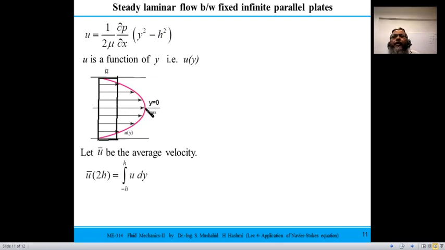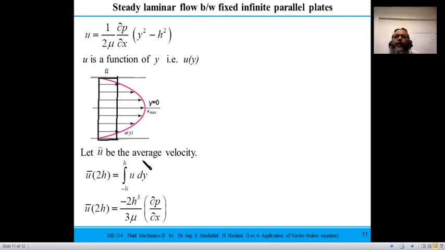So the layer which is at y0 is moving at a maximum speed, and other layers are retarding. They are moving with some slow speed due to the viscous effect, and the layer which is in direct contact with the fixed plate is moving with zero speed because it is stationary. It is in direct contact with the stationary plate. So velocity variation is taking place in y. So this is actually the balance of the mass.